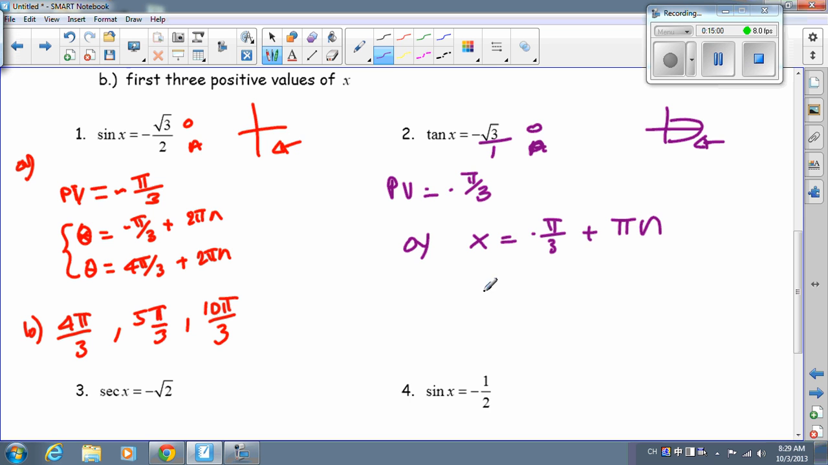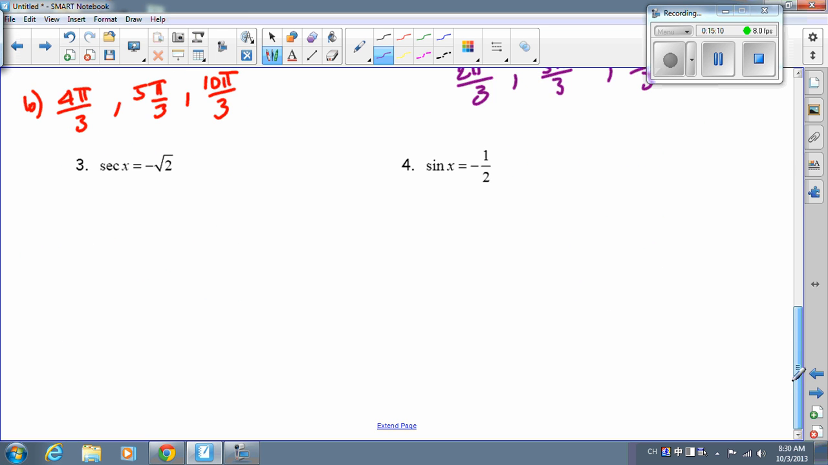Now, the first value will be 2 pi over 3 in case I plug in 1. The second one will be 5 pi over 3 in case I plug in 2. And the last one will be 8 pi over 3. I should leave one for y'all to do. Maybe I should leave y'all the last one.